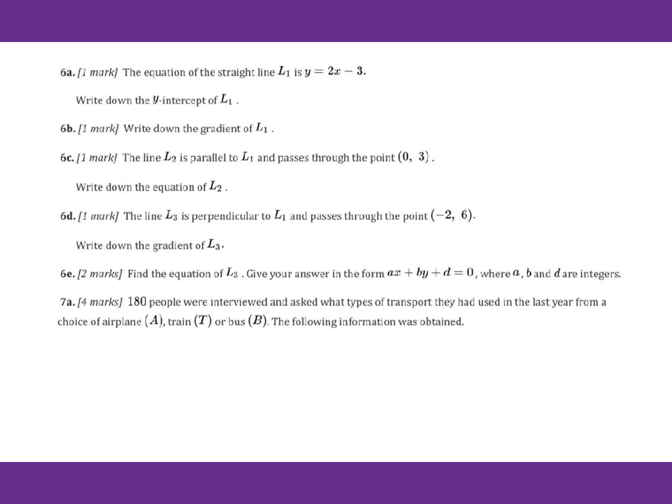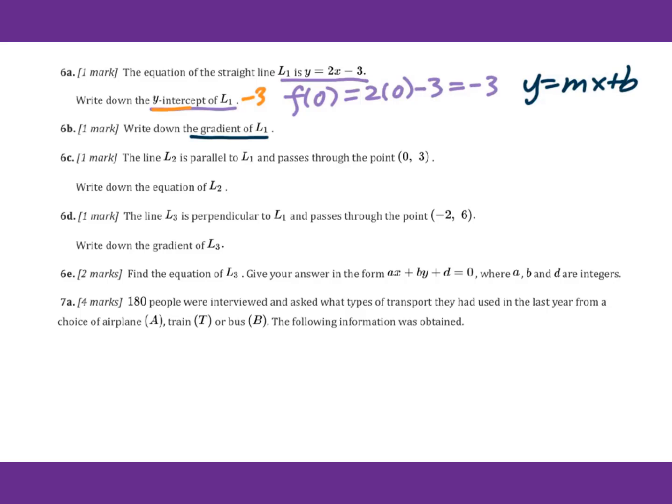Let's go to 6a. The equation of the straight line L1 is y equals 2x minus 3. Write down the y-intercept. f of 0 equals 2 times 0 minus 3 equals negative 3. So negative 3 will be the y-intercept. 6b. Write down the gradient of L1. We know that y equals mx plus b, so slope equals 2.